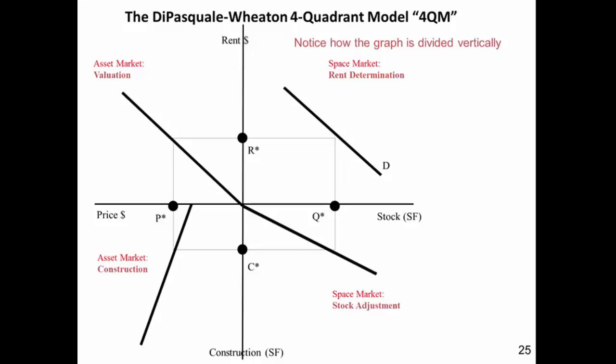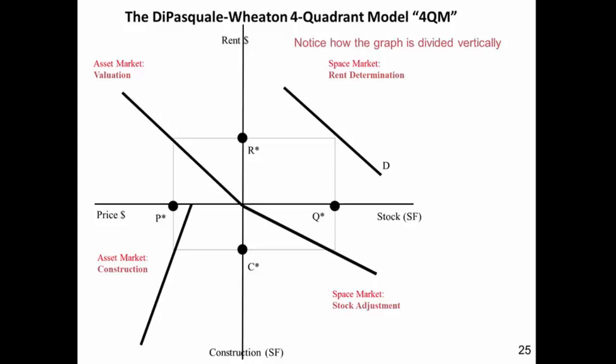So this is a video that's going to review the Pascal and Wheaton 4-quadrant model, otherwise known as the 4QM model. I just want to go over it again in case you had any questions about it. There are 4 quadrants in here. Before I get into what it does, I needed to motivate why it exists.